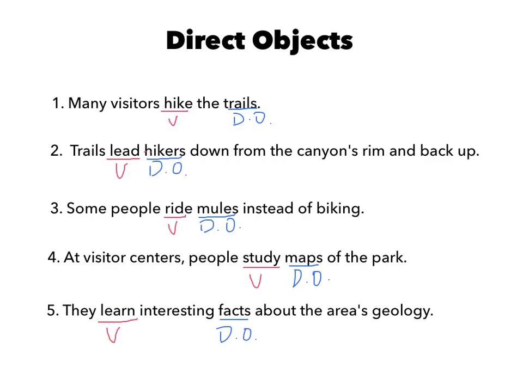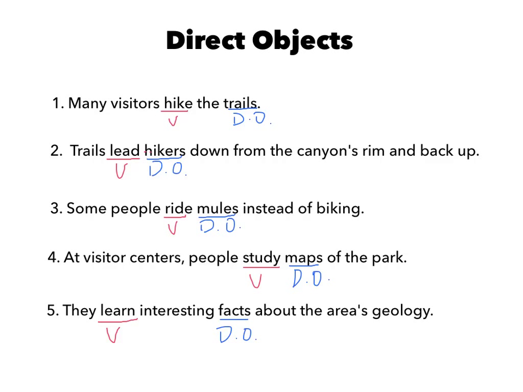Again, just to review, direct objects receive the action of the verb. Think of the direct object as the wide receiver of the sentence. All right, just as a wide receiver receives the ball or receives the pass from the quarterback, the direct object receives the action from the verb in the sentence. And it answers the question, who or what.